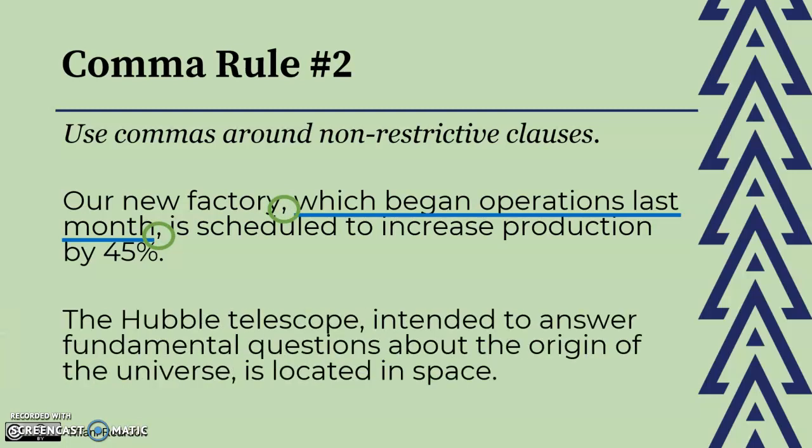How about this one? The Hubble telescope, intended to answer fundamental questions about the origin of the universe, is located in space. Intended to answer fundamental questions about the origin of the universe is a non-restrictive clause. It is important information about the Hubble telescope, but if you remove it, does it change the meaning of the sentence? No, it does not. The big sentence idea is that the Hubble telescope is located in space. Everything else is just gravy. Therefore, these commas around it are correct.